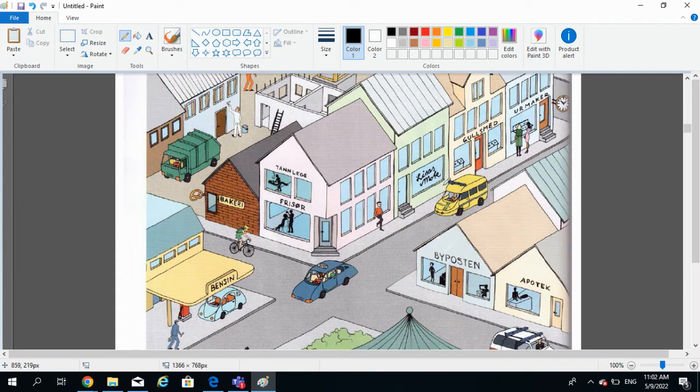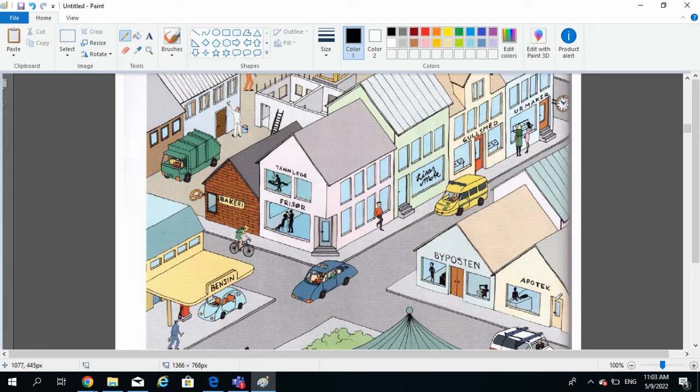This is a butikk, a shop. Gullsmed, gold shop. Urmaker, watch shop. The person who makes watches is called urmaker, urmakeren, the watchmaker. Posten is the post shop.